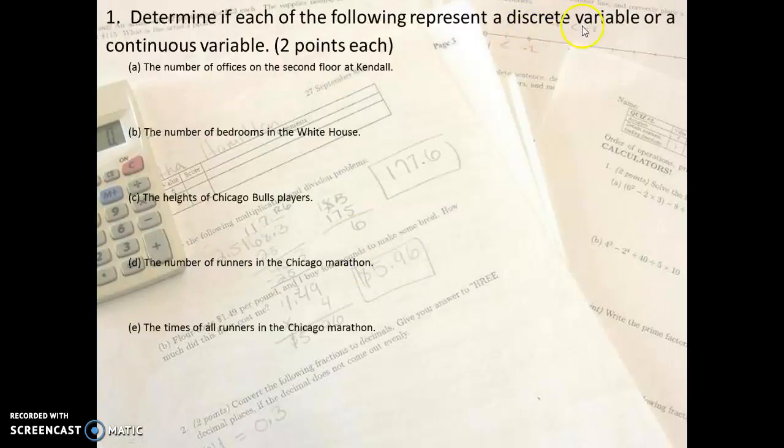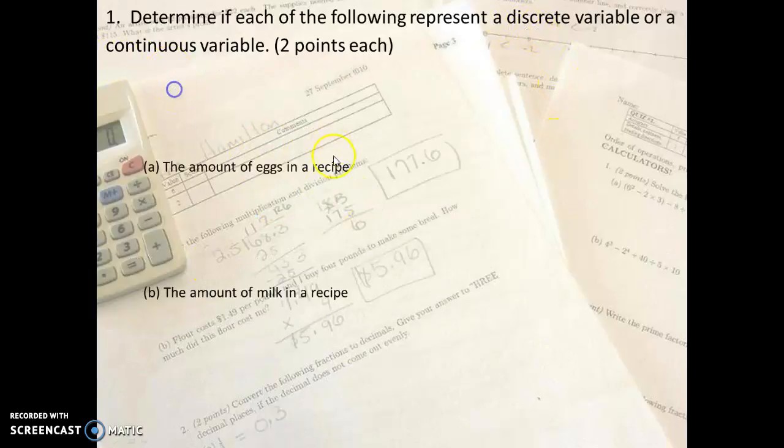If I'm asking you about discrete variables and continuous variables, before you answer these problems on the homework, I want to make sure you understand this distinction, discrete and continuous, based on these 2 made-up problems. The first made-up problem is, how many eggs do you have in a recipe? Second one is, how much milk do you have in a recipe? Which one of those is discrete, which is continuous? Well, let's make sure we know the definitions.